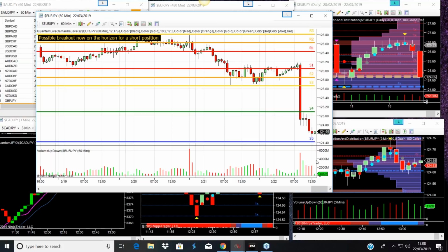But look at the volume underneath these down candles. You can see it's not spectacular, certainly here. And it now hasn't quite got to the S5, which is the next key level.